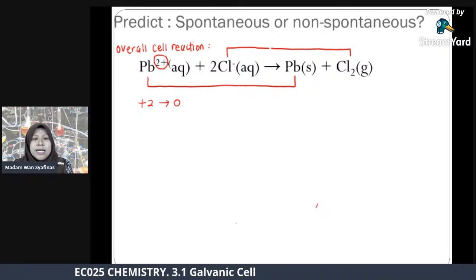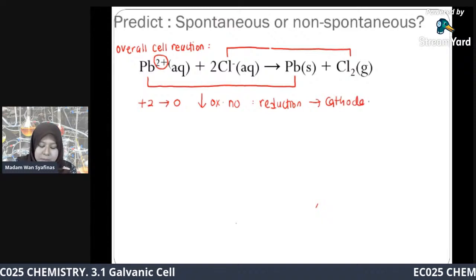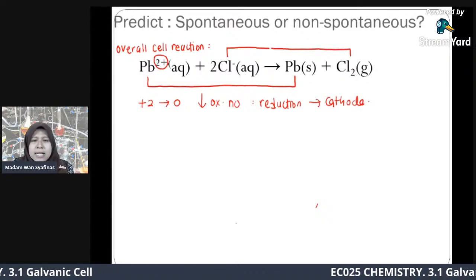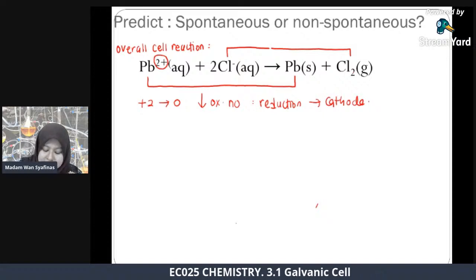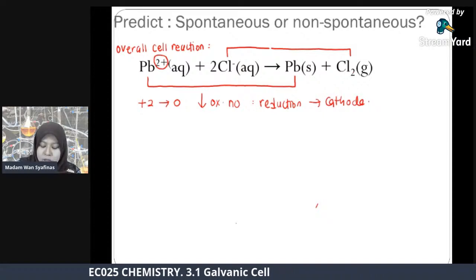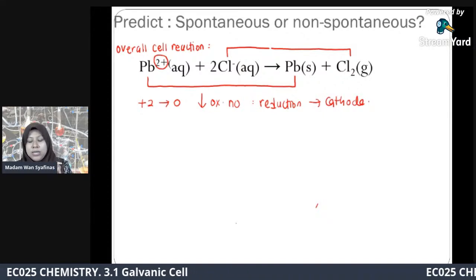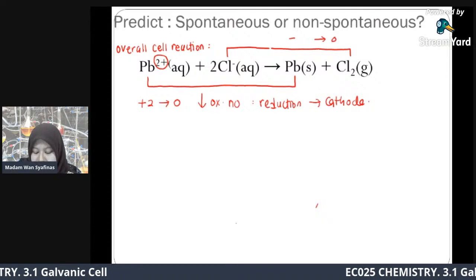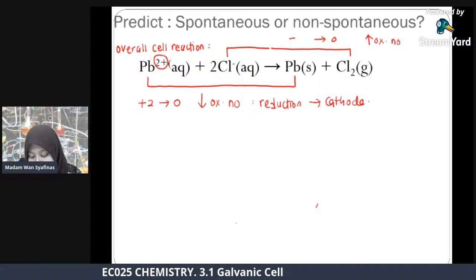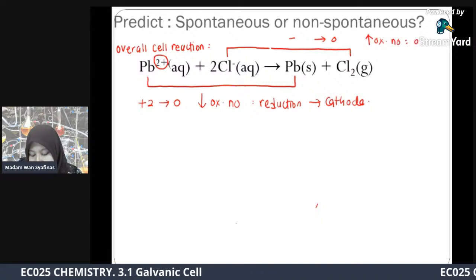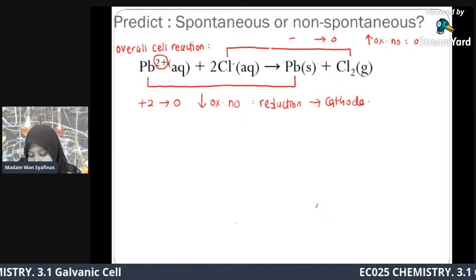Okay, seterusnya kita ada Cl minus. Daripada Cl minus dia jadi Cl2. Cl2 maksudnya dia tak ada charge, dia kosong. So daripada negatif kepada kosong, dia increase oxidation number. Bila dia increase oxidation number, maksudnya dia buat proses oxidation. So oxidation dia berlaku at anode.